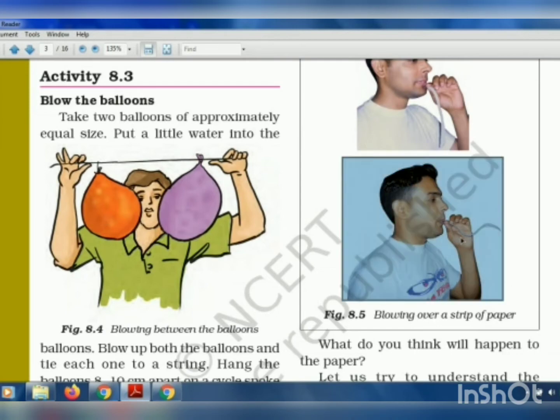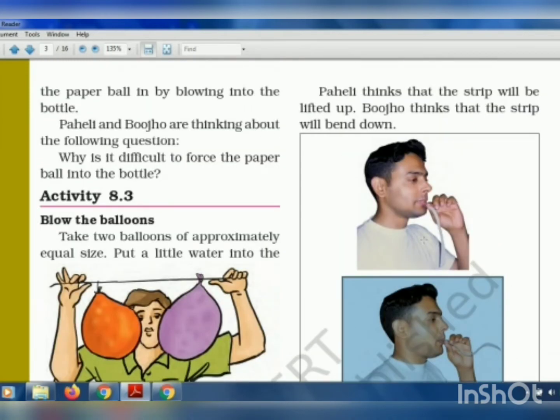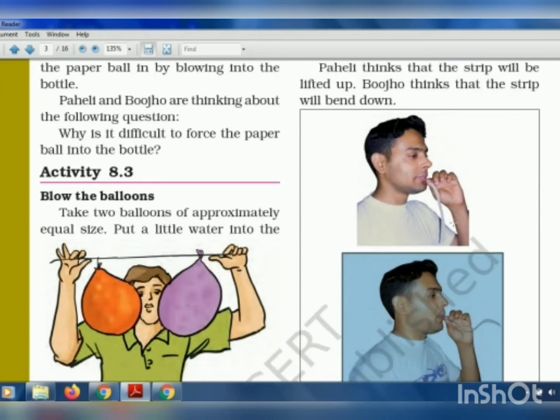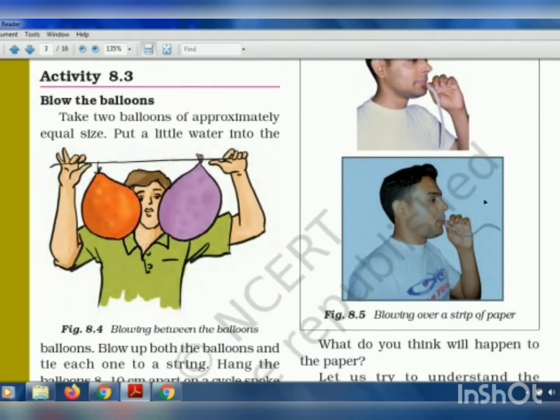Similarly, one more experiment is there, the paper strip. You have to take a paper strip, put it on your lower lip, and then blow the air from above the paper strip. So what will happen? The paper strip will move up. Why? Because at the place from where you are blowing the air, the air pressure is low because the wind speed is high, and below the paper the wind speed is low, so the air pressure is high, so air is pushing it up.